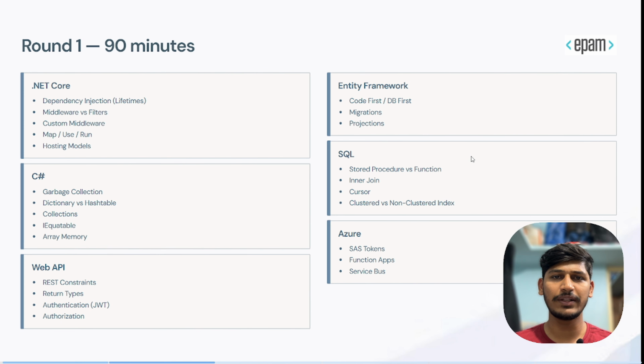Coming to SQL, they have covered more concepts on stored procedures versus functions, inner joins, and all other types of joins as well. And the most important topic in SQL will be indexes, like clustered and non-clustered index, how to handle them, and how about the cursor and delete versus truncate as well.